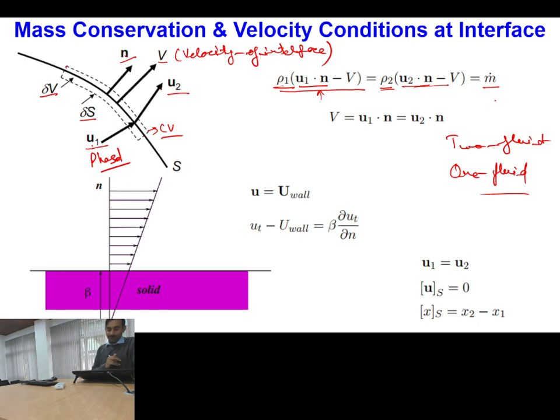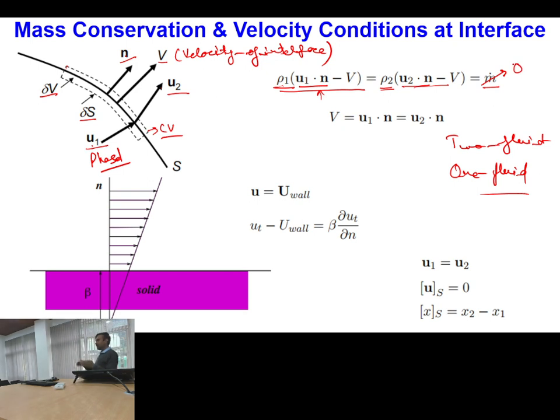Now, this mass flux across the interface will only come if I have a reaction or phase change. Only then, relative to the interface, will I have mass inlet and mass outlet. Is this point clear? Relative to the interface, mass inlet and mass outlet will only be there if I have phenomena such as chemical reactions or phase change. If there is no chemical reaction or phase change, the mass flow rate relative to the interface motion will be equal to 0.